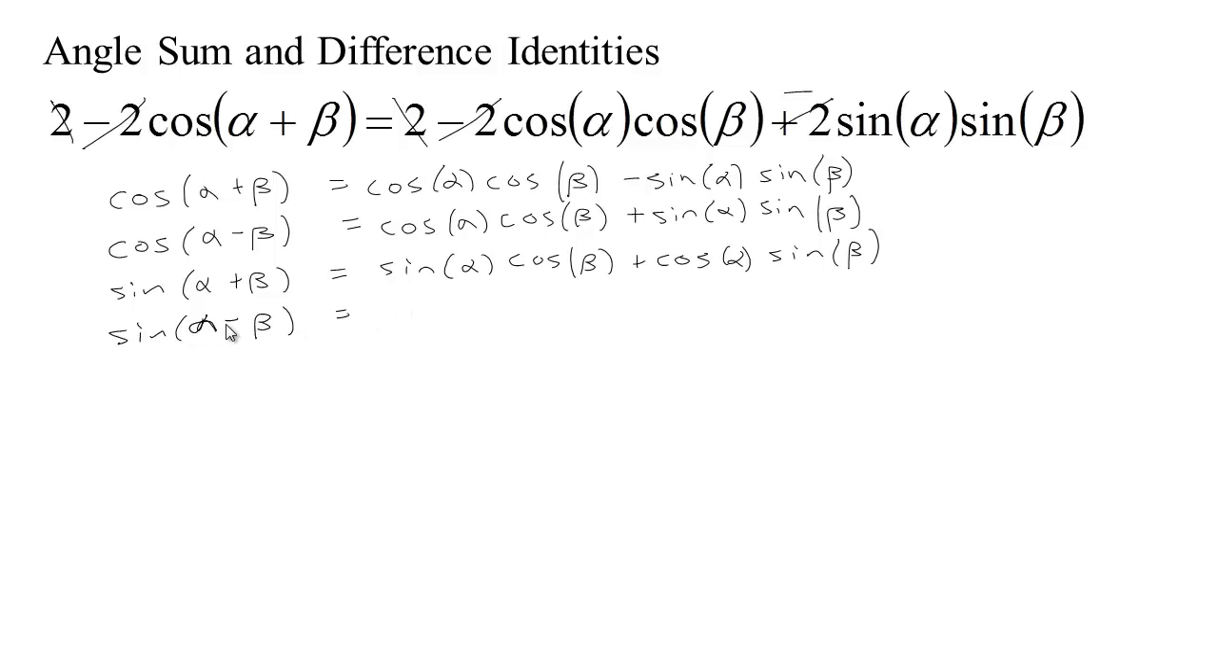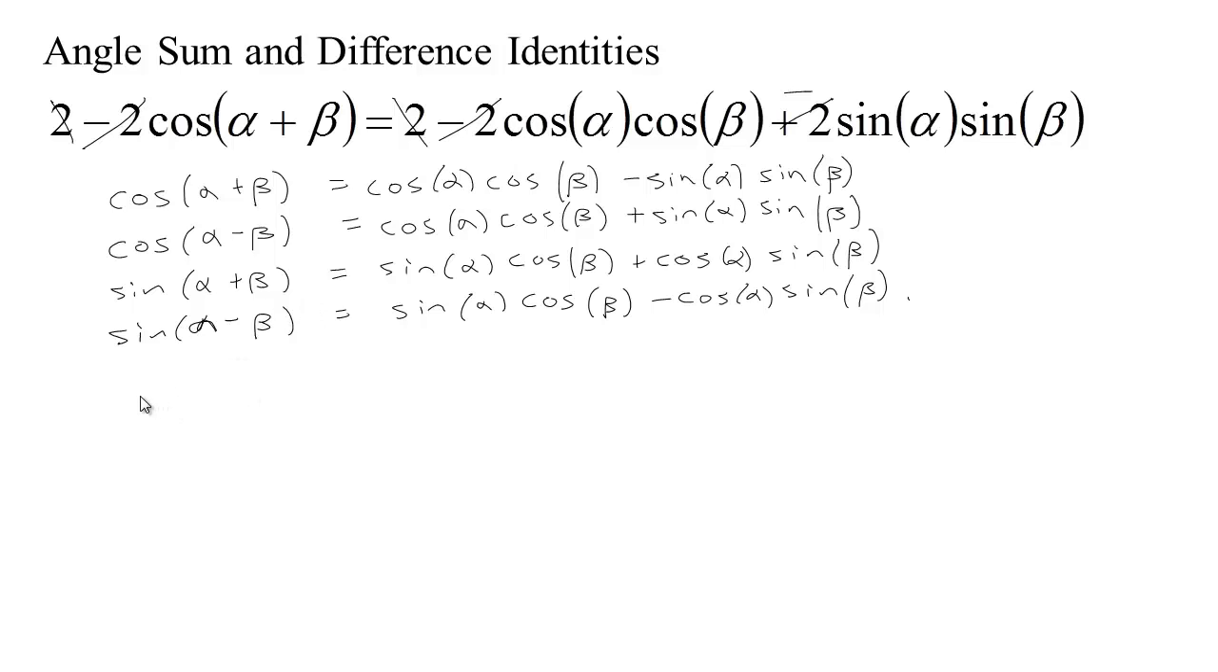If you have a minus in this case, then you get the sine of alpha and the cosine of beta minus the cosine of alpha and the sine of beta. Okay, these 4 are critical.